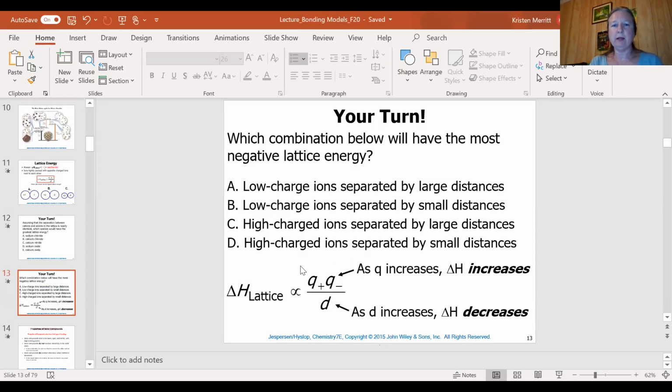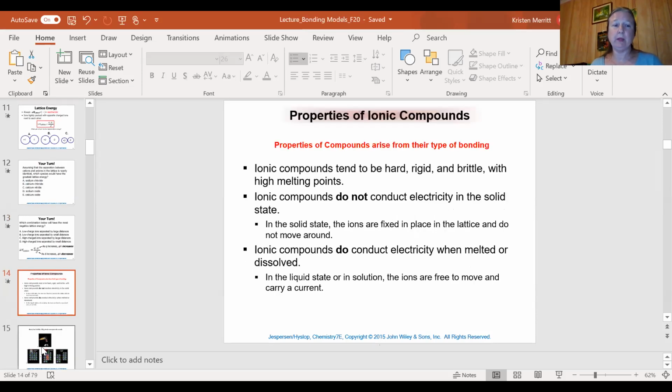So you want a high number on top, so you want high charged ions. So it's either C or D, right? But you want a small distance because the smaller your number is, the greater your lattice energies. Inverse relationship. So there's your small distance and high charged ions. And so the answer here is D. So there's your concept for lattice energy.